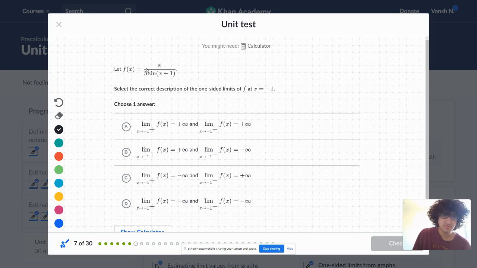Okay. f(x) is equal to x over 5 sine(x) plus 1. Select the correct description of the one-sided limits of f at x equals -1. So I guess first step, let's just see x over 5 sine, and then -1 plus 1 is 0.